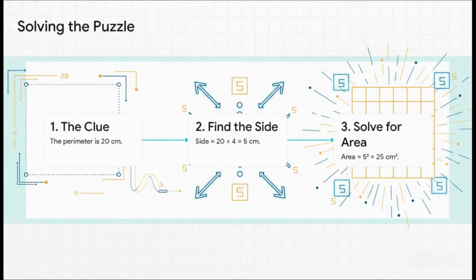Now, since we know a square has 4 equal sides, we can just divide 20 by 4. That gives us the missing piece. Each side has to be 5 centimeters long. And from there, the rest is easy. We solved the final puzzle. The area is 5 squared, which is 25. See? We just thought in reverse.